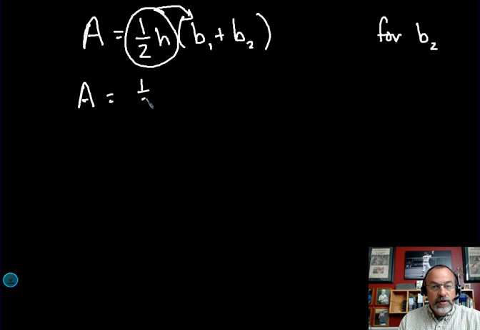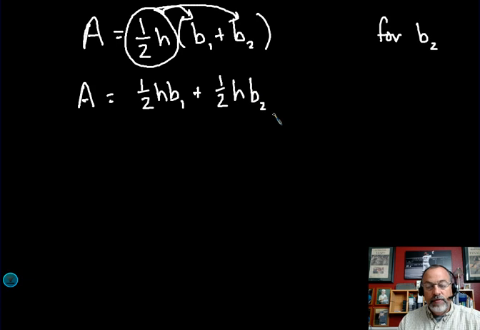So A is equal to 1/2 h times b sub 1. That's just distributed. And then I distribute this plus 1/2 h times b sub 2. Okay, then I add like terms. Now these are not like terms. They're very close to being like terms, but remember, to be like terms, all the variables have to be exact. This is b sub 1, this is b sub 2, so they're not exact, so I can't do anything else.